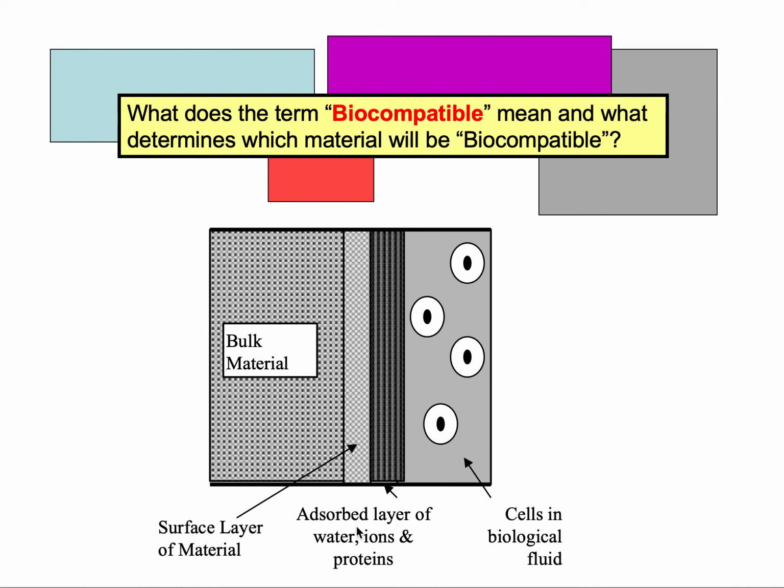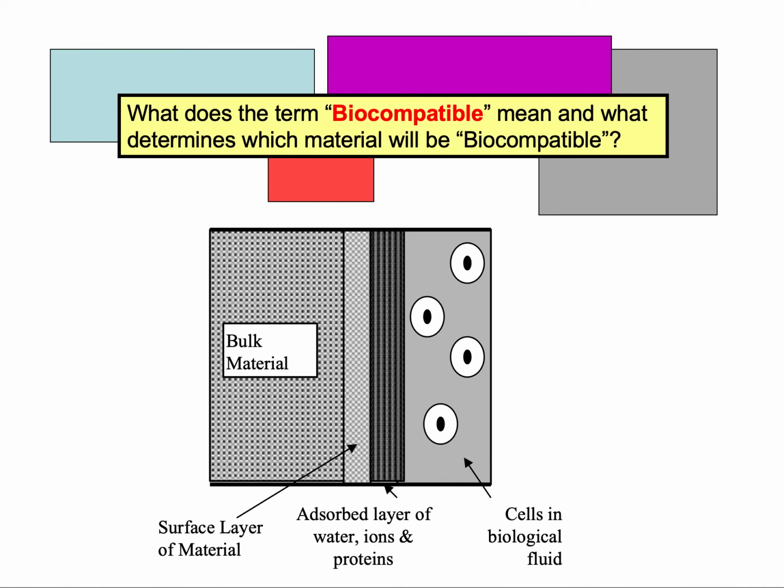The first layer will be an adsorbed layer of water, ions, and proteins, and that's why we started talking about protein interaction with the materials. And then we will have the cells in the biological fluid that surrounds the material inside the body. We need to learn how these cells would interact and what they are going to do when they interact with the adsorbed layer, as well as which characteristic will determine how the cells will react to the material itself. So this is what we want to discuss and learn about in this lecture.